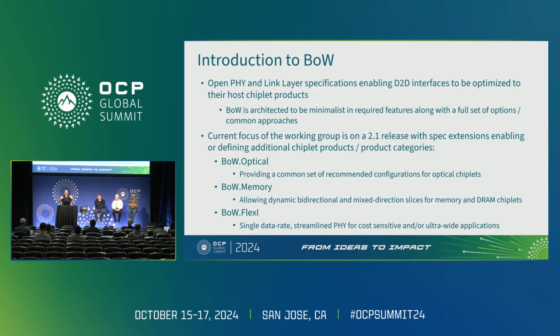Next, we'll talk a little bit about the BoW.Memory. And here, again, from a technical perspective, the main differentiation is all about allowing dynamic bidirectionality and mixed direction slices or unit elements, where you can then make use of that for more traditional memory, DRAM types of interfaces, whether in the form of directly chiplets or even embedded into the memory standard itself.